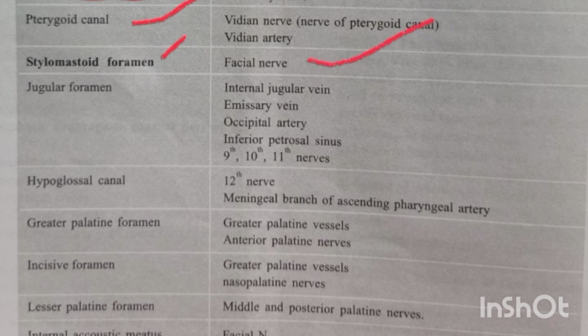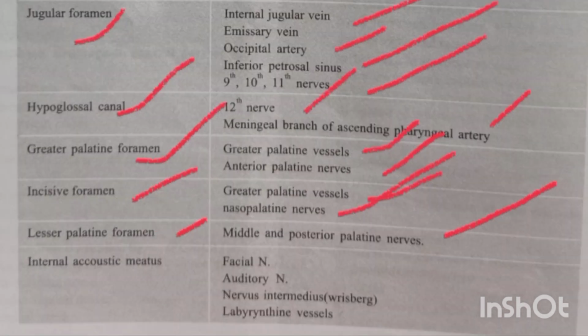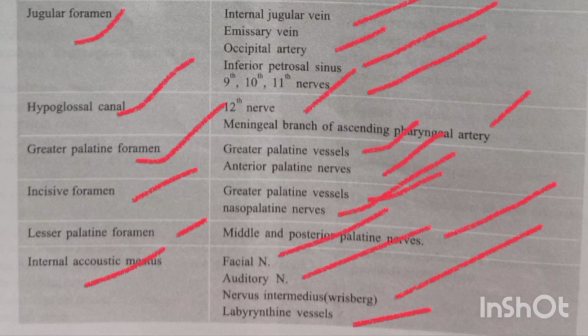Stylomastoid foramen, facial nerve. Jugular foramen, internal jugular vein, emissary vein, occipital artery, inferior petrosal sinus, and 9th, 10th, and 11th cranial nerves. Through hypoglossal canal, 12th nerve, and meningeal branch of ascending pharyngeal artery. Through greater palatine foramen, greater palatine vessels, and anterior palatine nerves. Through incisive foramen, greater palatine vessels, nasopalatine nerves. Through lesser palatine foramen, middle and posterior palatine nerves. Through internal acoustic meatus, facial nerve, auditory nerve, nervus intermedius, and labyrinthine vessels.